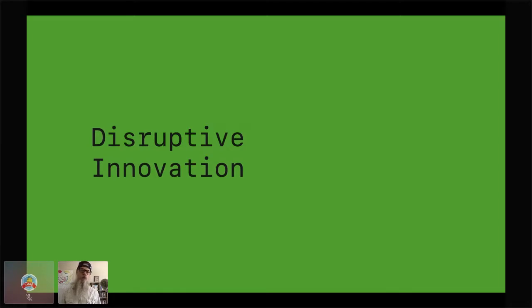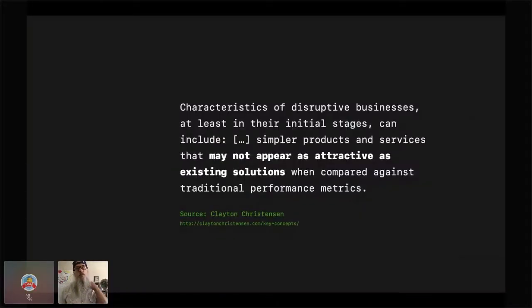That term was coined by Clayton Christensen, I believe. He mentions that every company, business, service, product requires some self-disruption. If the business is not disrupting itself, then something else is going to come along and disrupt it from the outside. In some of his writings, he mentions the characteristics of disruptive businesses, and he says the product may not appear as attractive as existing solutions. So it's something I want to highlight in this talk and keep in the back of everyone's mind.